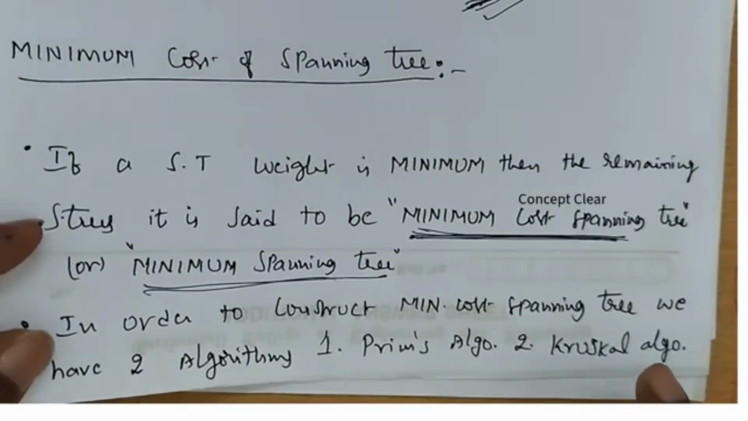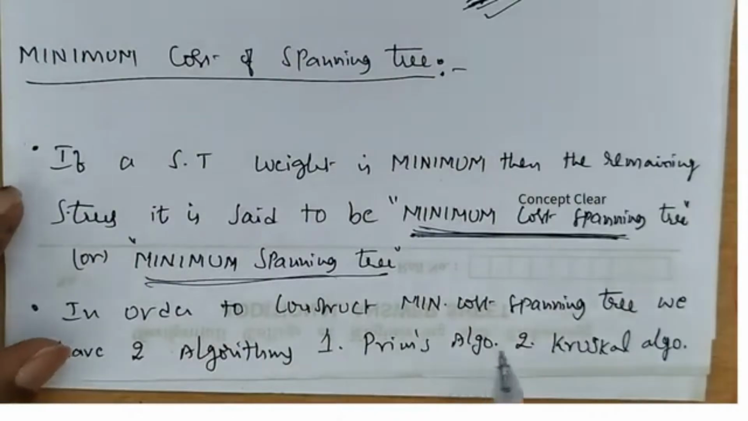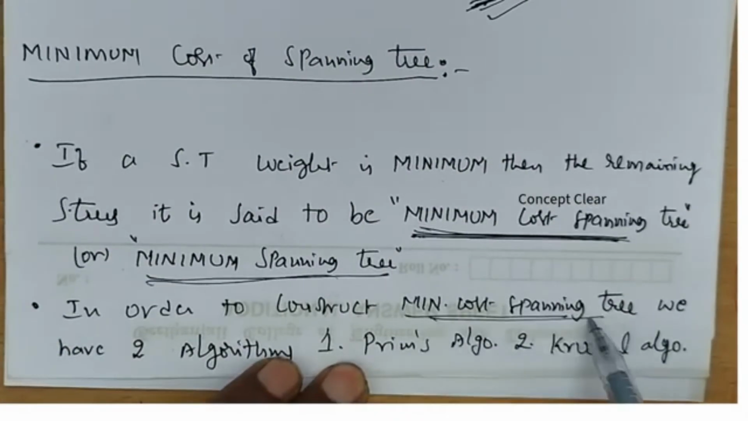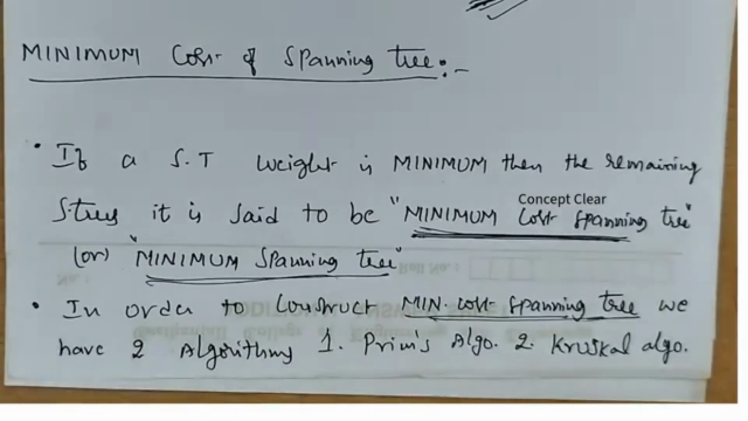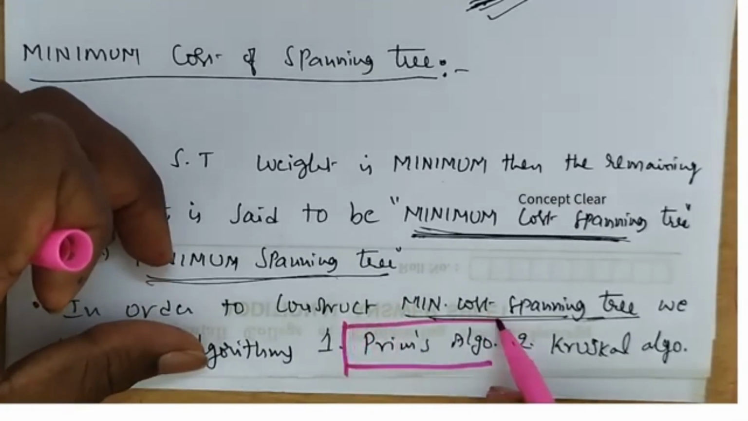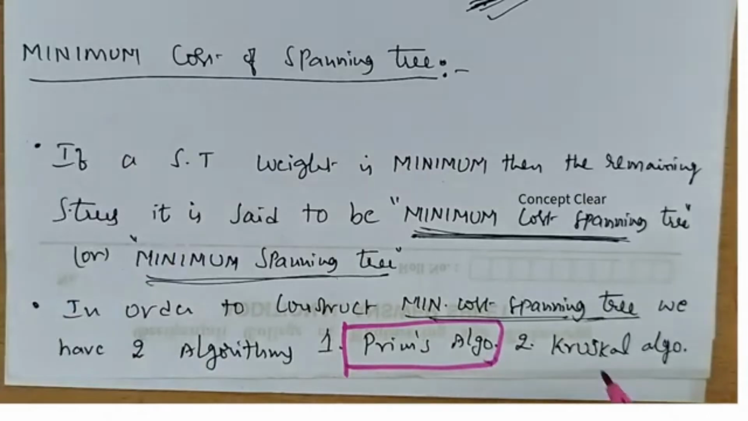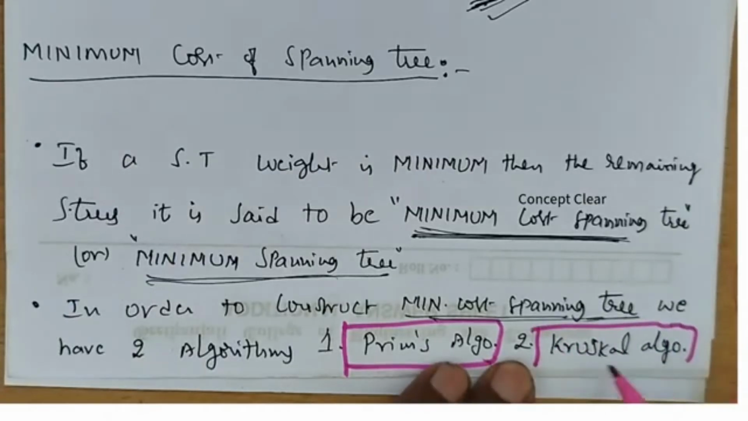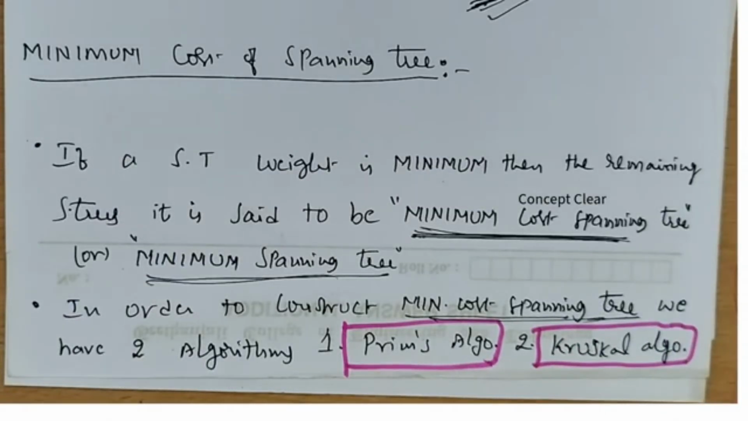In order to construct a minimum cost spanning tree, we have two algorithms. The first one is Prim's algorithm. The second one is Kruskal's algorithm. We will see Prim's algorithm as well as Kruskal's algorithm one by one.